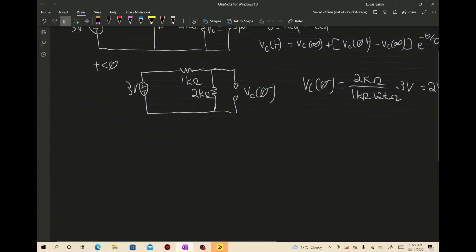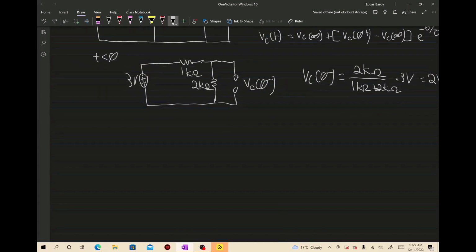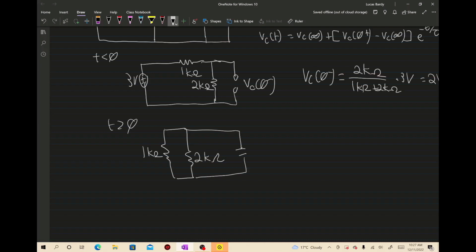At time infinity, the way we do that is we go when t is greater than 0, which yields us a circuit that looks like this, or any such similar circuit which is easier for you to interpret. It's just the way you look at it. And of course there's just one node here, so all of these are in parallel, which will be important when it comes to finding tau.